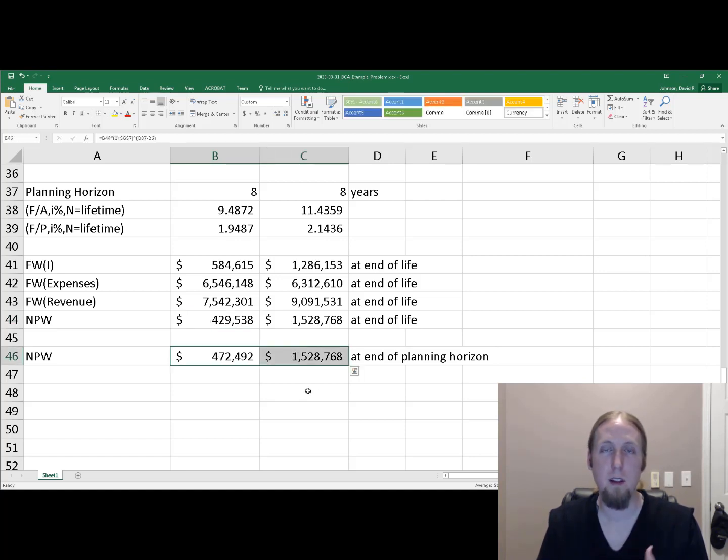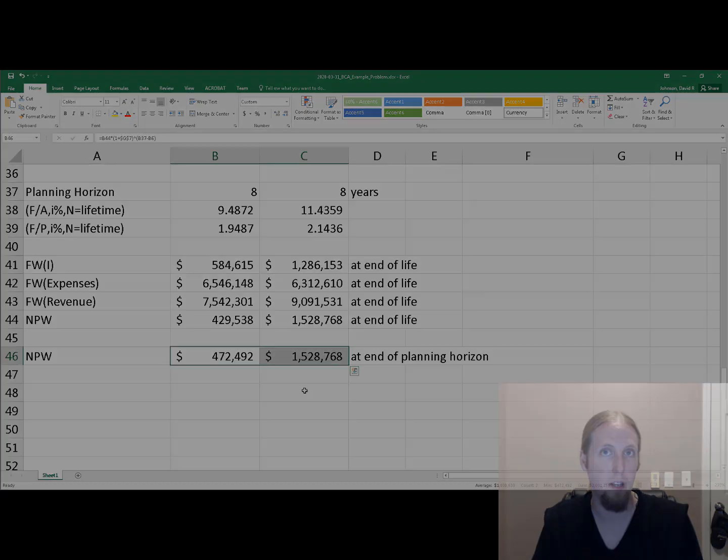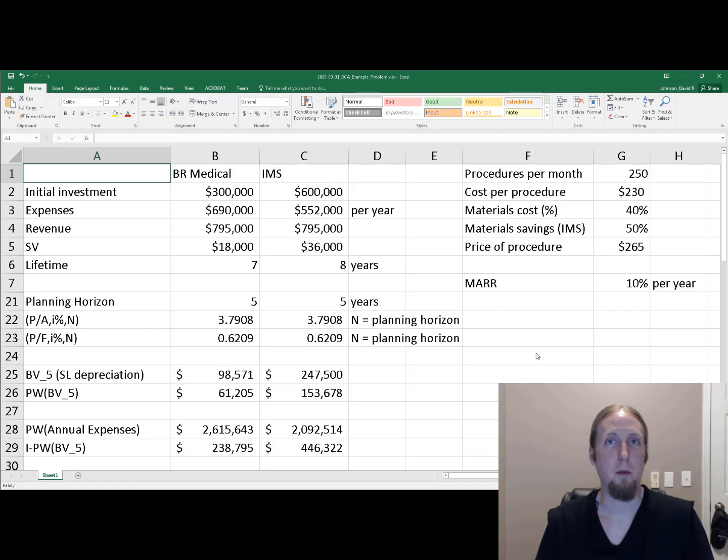You can see that at the end of the planning horizon, the IMS device is still much greater in terms of net present worth value, even though we have an additional year of reinvestment from the BR Medical's profits. So yes, we would make the same decision again. I'll post the problem and the spreadsheet for this example on Blackboard and the Google Drive so that you can refer to it, look at the formulas, and play around with it yourself.